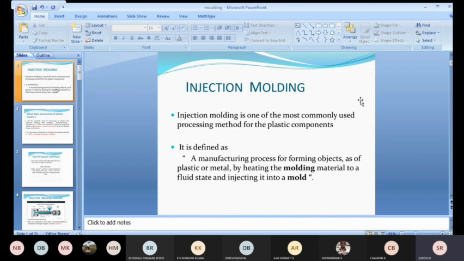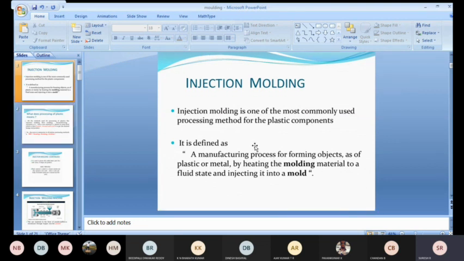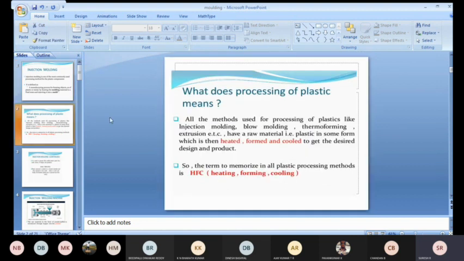Okay. So the various applications are, it is used for the plastic producing process. So what does the processing of plastic mean? All the methods used for the processing of plastics may be injection molding, blow molding, thermoforming, extrusion, etc. In all the cases, we have the raw materials. It may be plastic, or it may be any other material. But basically, we're going to use plastic as the raw material.